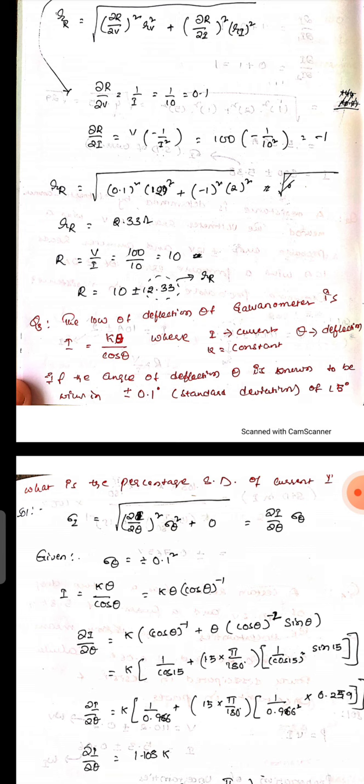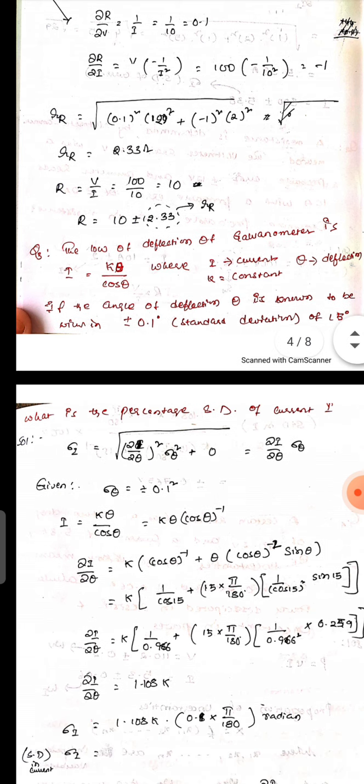The theta is the deflection, that is 15 degrees, and the standard error in the standard deviation is given as plus or minus 0.1 degree. So substitute all these values. Here k is the constant, so that's why I wrote the same thing. The k value is not given, so I put the same thing.